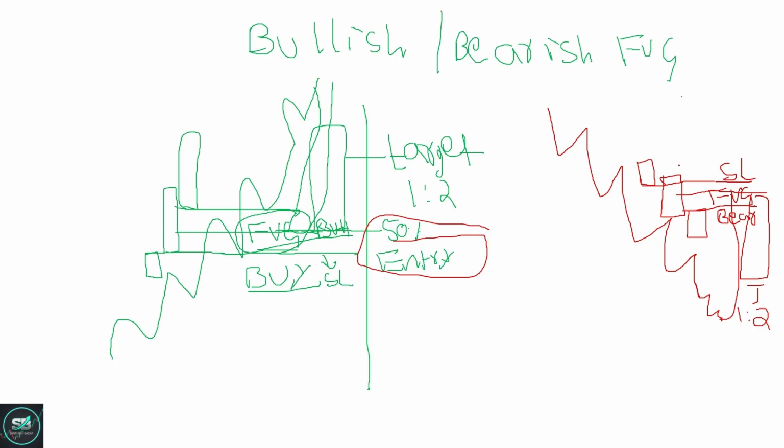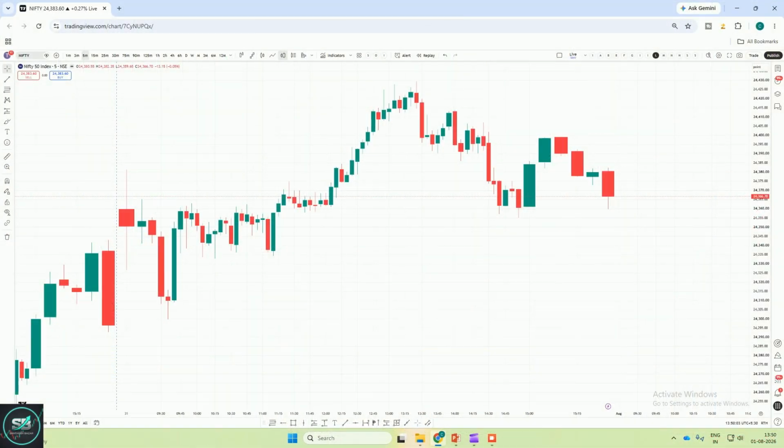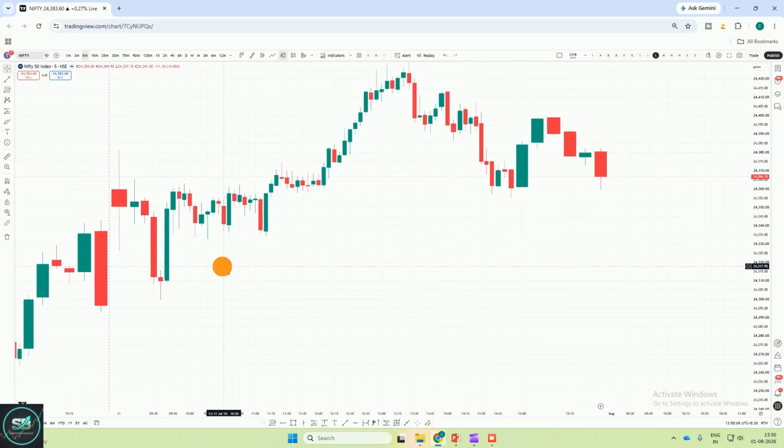So this is how we are going to enter the bearish FVG, and this is how the bearish FVG is going to form in the downward trend. So here I've explained you clearly what is bullish FVG and what is bearish FVG. Now let's go back and see on the chart what is FVG, what is bullish FVG, and what is bearish FVG.